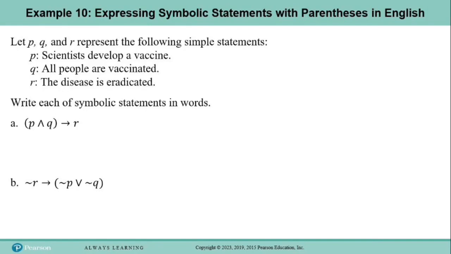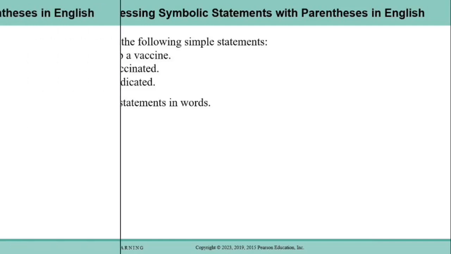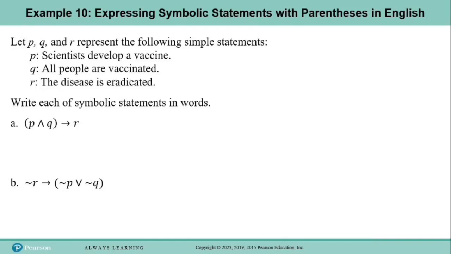And now here is example 10, so it's very similar to example 9. In fact, if you wanted to stop the video and try this one on your own, that's a really good idea. And now I'm going to assume that you've had a chance to do that, and let's go through this together. So it says, let P, Q, and R represent the following simple statements. Statement P, scientists develop a vaccine. Statement Q, all people are vaccinated. Statement R, the disease is eradicated. Write each of the symbolic statements in words. And again, both of these statements contain parentheses, so again we'll have to make sure and place a comma so that it indicates where the grouping should be.